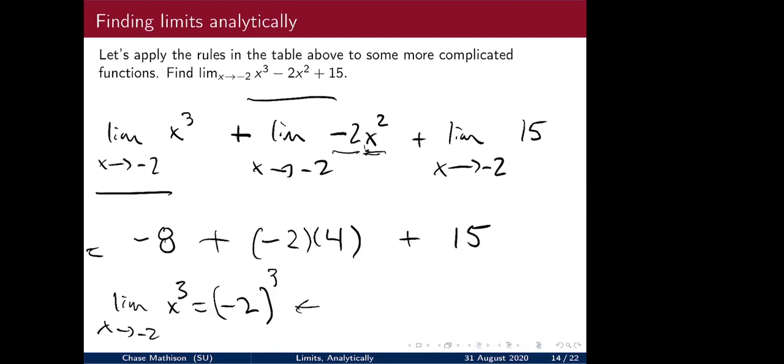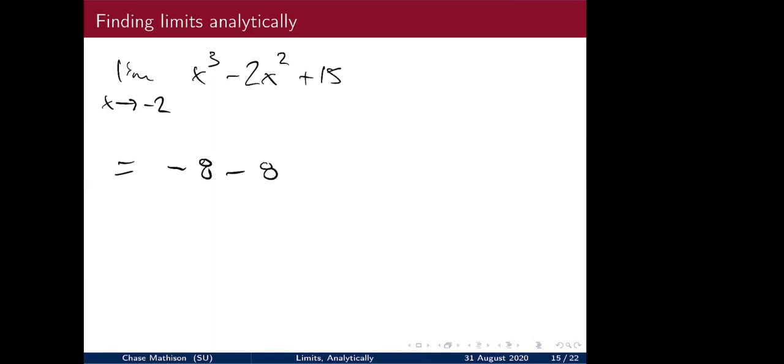So then, do I have extra space? Yeah. So then we got that the limit as x approaches minus 2 of x cubed minus 2x squared plus 15 was minus 8, and then minus 2 times 4, so minus another 8, and then plus 15. And that gets us negative 16 plus 15, which is minus 1. Okay. Any questions on that?